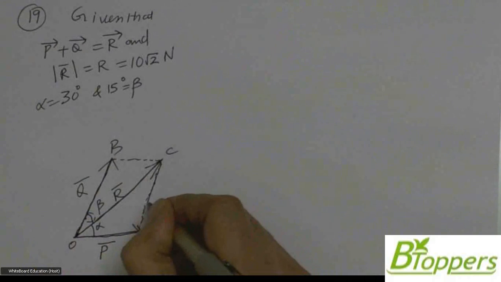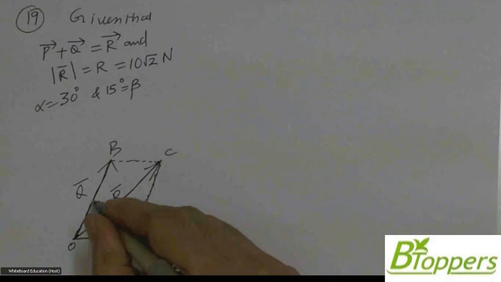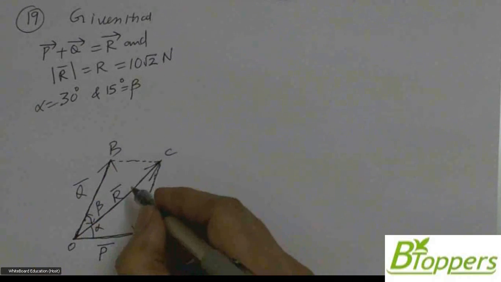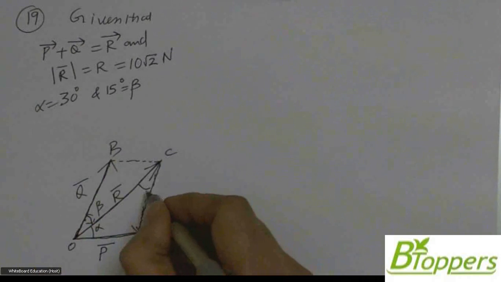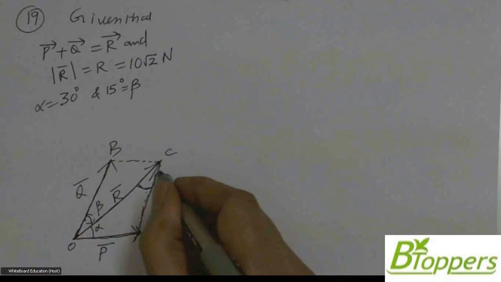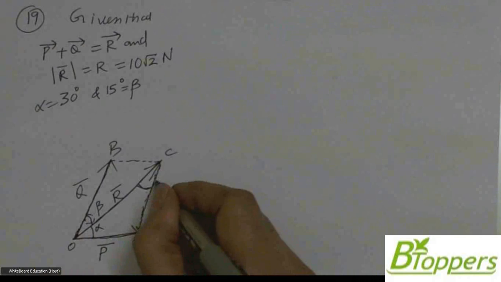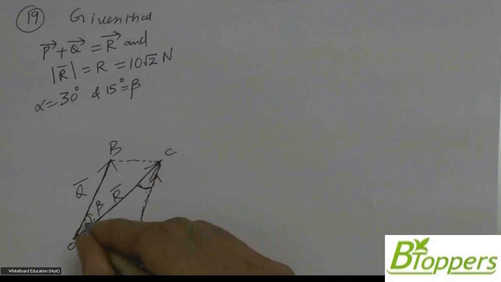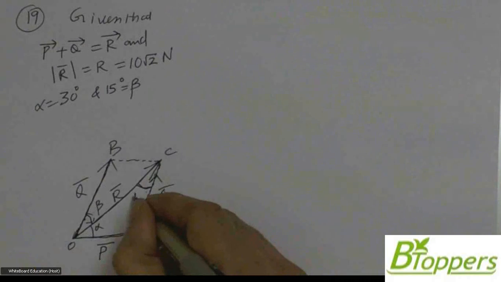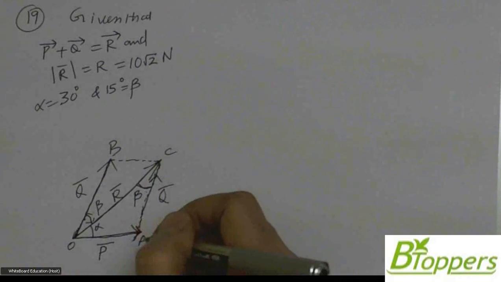So the line AC is parallel to the line OB. In a parallelogram, opposite sides are parallel. So therefore this angle will be the same as this angle. In a parallelogram, opposite sides are equal. So AC bar is equal to OB bar, which is equal to Q bar. So this angle is also beta.